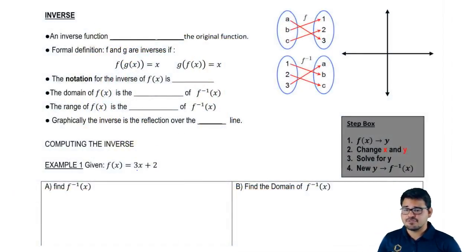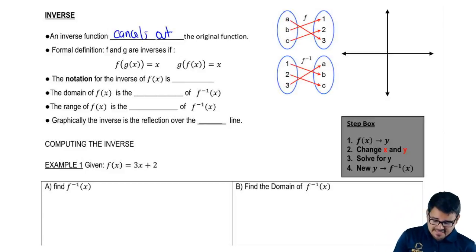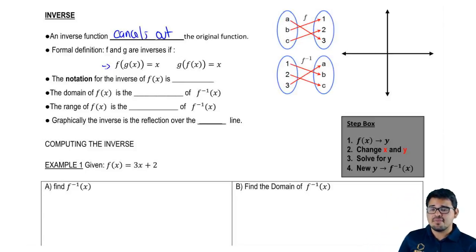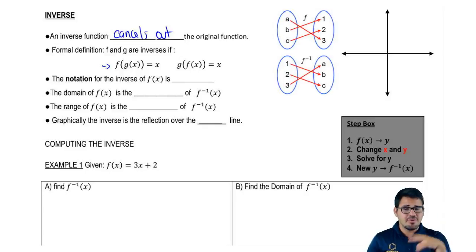So here we have that an inverse function cancels out the original function. We're going to look at it as if we input g into f, what it gives you is x. What that means is that if f and g are inverses and you input g into f, you're going to get x. But what is x? x is the original input, right? And the same thing goes for when you input f into g.